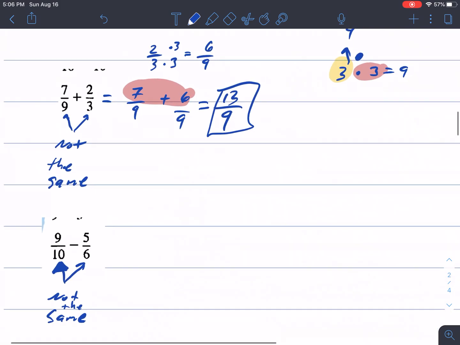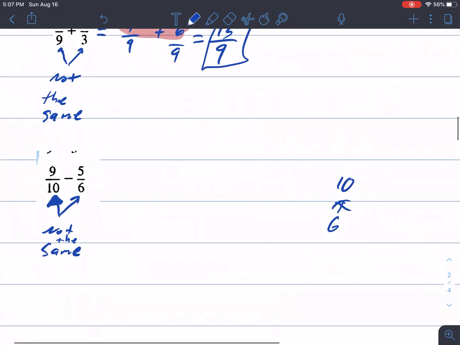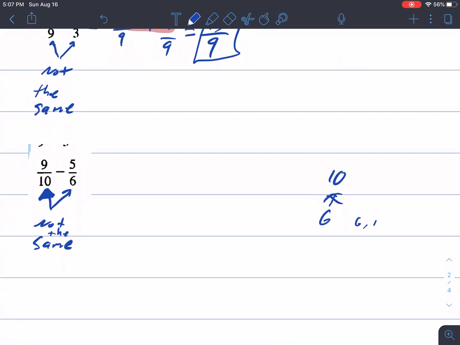Now this one's a little more tricky. I can't make 6 become 10, so that doesn't work. That means I've got to find a number they both share. What you can do is write out all the multiples of 10 and 6. Count by 6s: 6, 12, 18, and so on. You could do 10, 20, 30, and so on. Or what I like to do is just multiply the two denominators with each other. So I'm going to multiply 9 and 10 with 6, and I'm going to multiply 5 and 6 with 10.